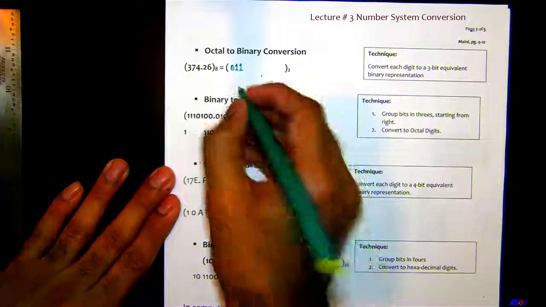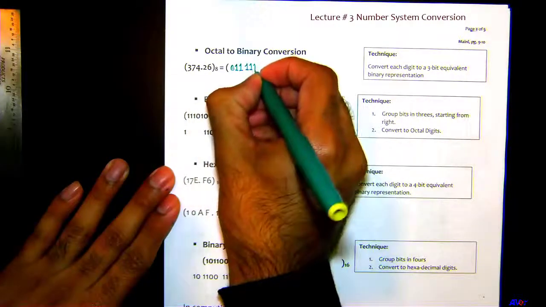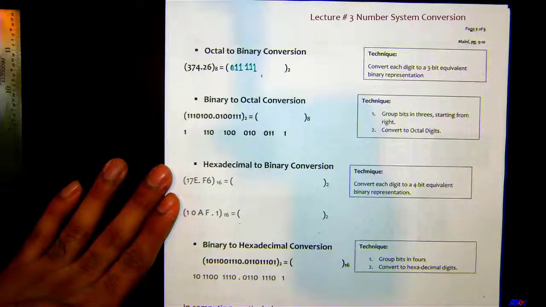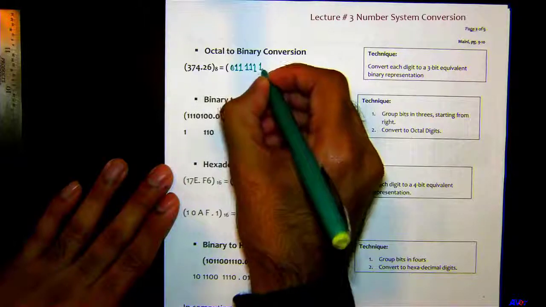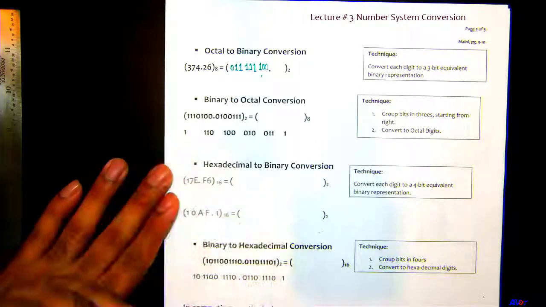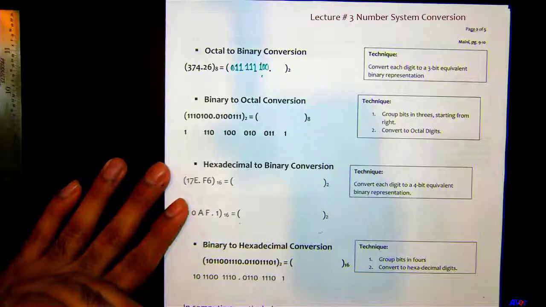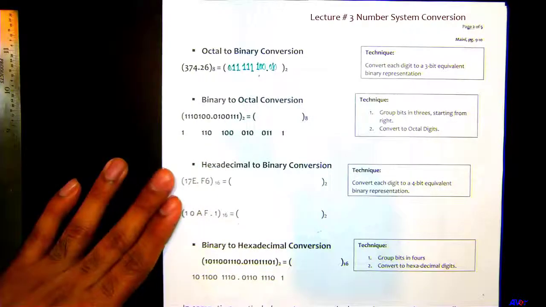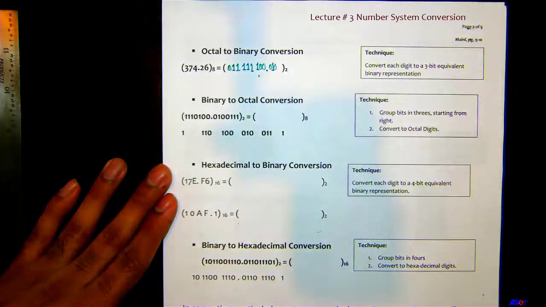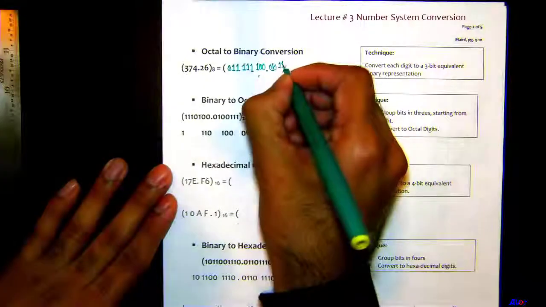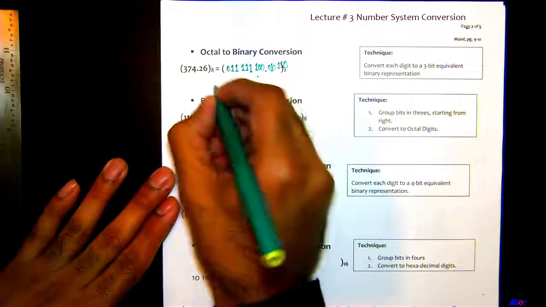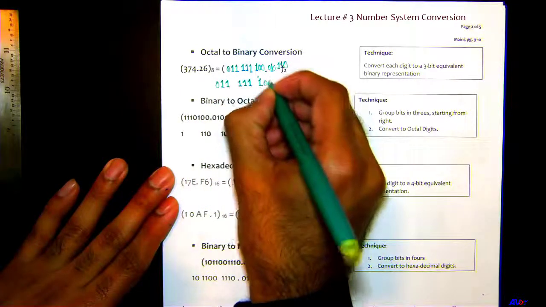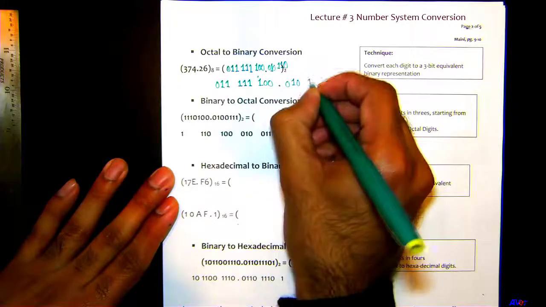All right, 7. Yes. 111. Okay. 4. 4 is 100. Decimal point. What is the binary code for 2? 3-bit binary code. 010. Okay, what about 6? It's 110, right? Okay. Let me just write down here 011 111 100.010 and then 110. Okay.